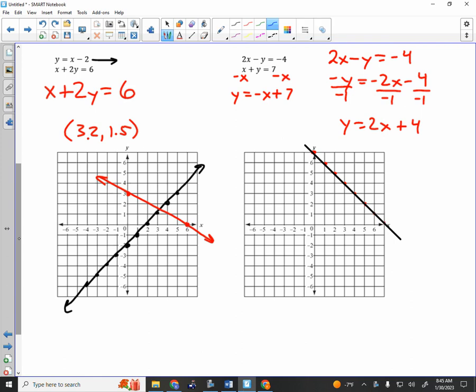I can plot 4. And then it looks like I rise 2 and run 1. Rise 2 and run 1. So what would you say is the solution to that system? Positive 1, positive 6.